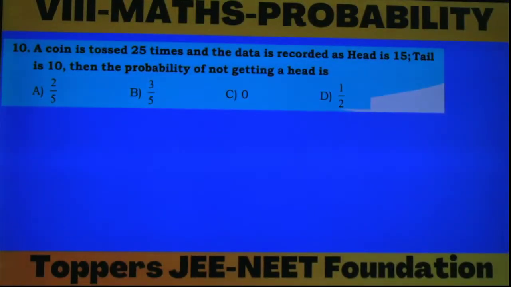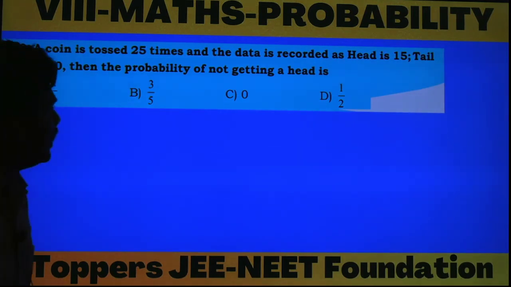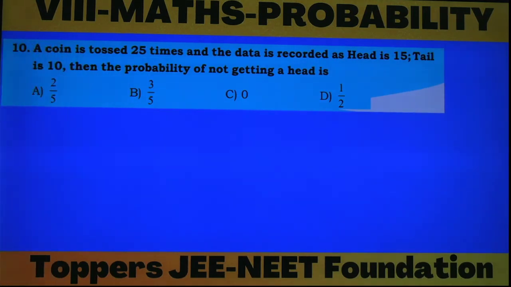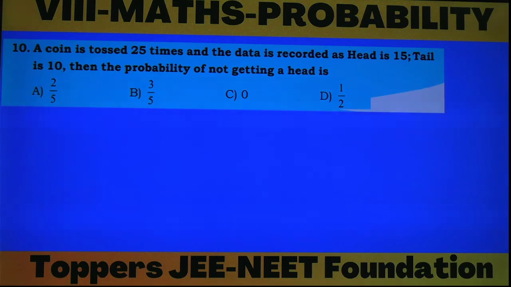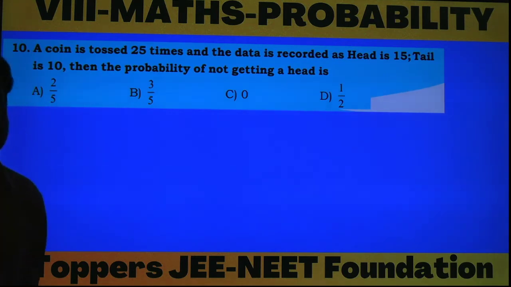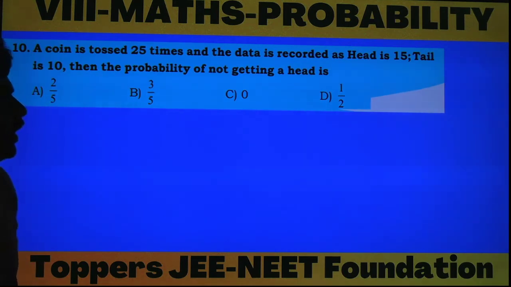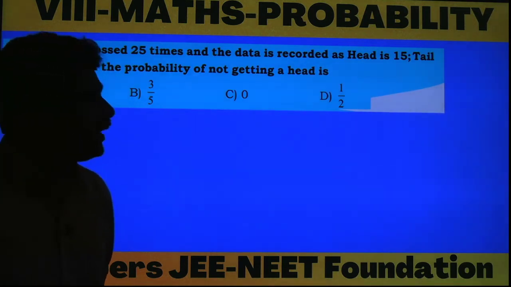Next question. A coin is tossed 25 times and data is recorded as head is 15, tail is 10. Then the probability of not getting a head. Not getting a head means what? It may be tail. Therefore, number of tails is the favorable outcomes to the event.